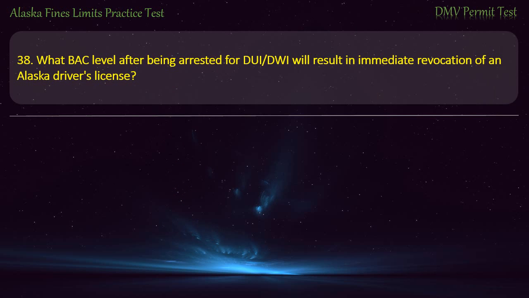Question 38. What blood alcohol level after being arrested for DUI, DWI will result in immediate revocation of an Alaska driver's license? 0.06, 0.04, 0.08, 0.1. Answer: 0.08.